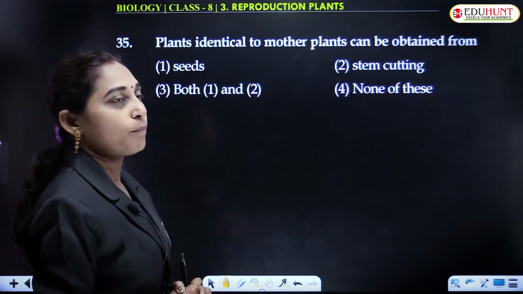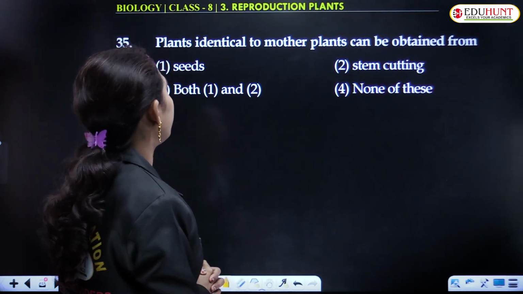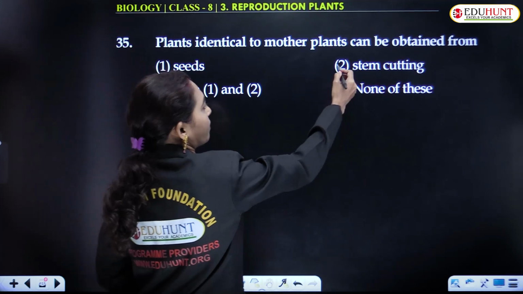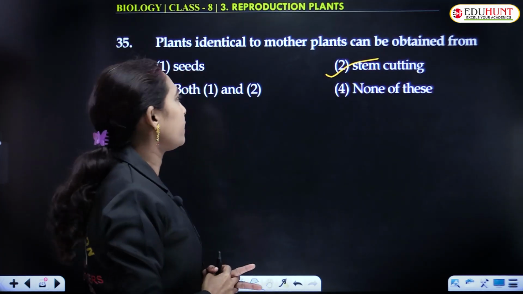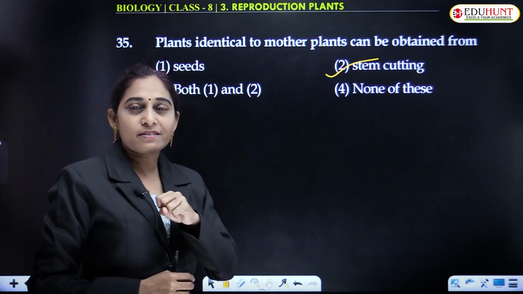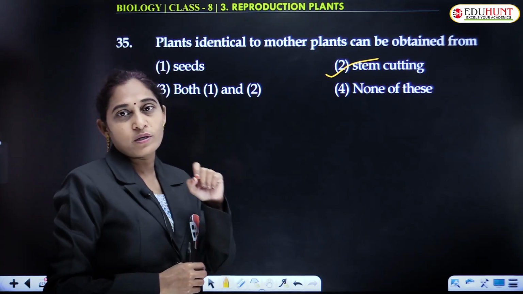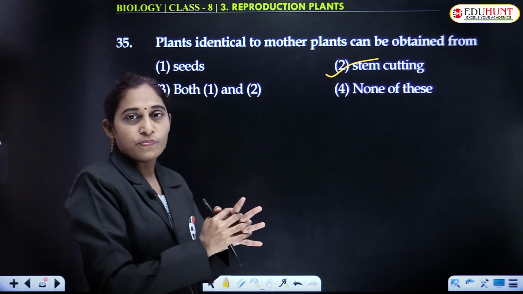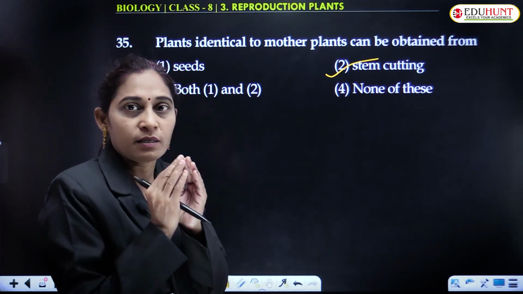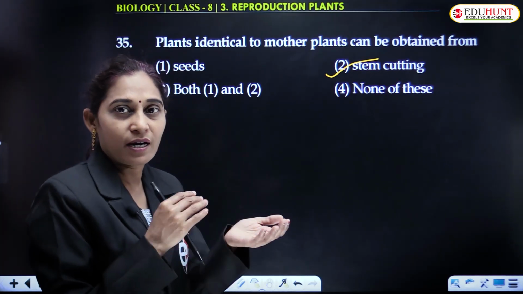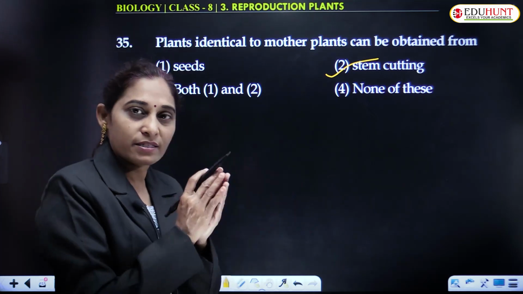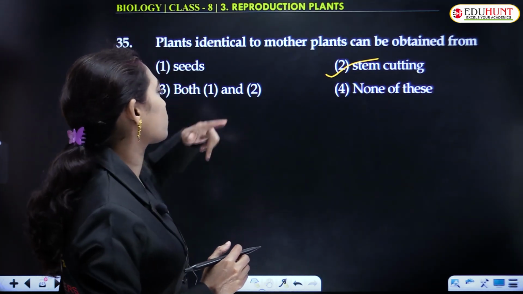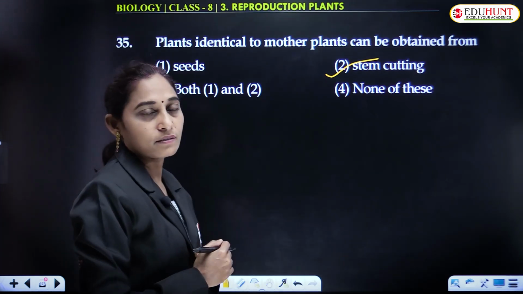Plants identical to mother plants are obtained from both stem cuttings only. Seed is the resultant of the fertilization. During fertilization, both male and female gametes will get fused. So both the male and female plants will have different complements, so the recombination of both will occur. So seed is not the correct answer. Stem cutting is the correct answer.